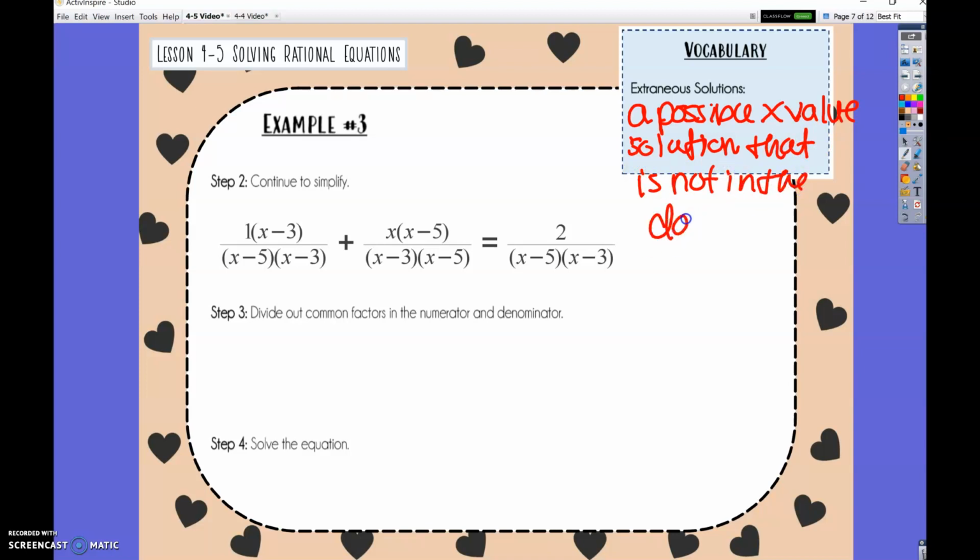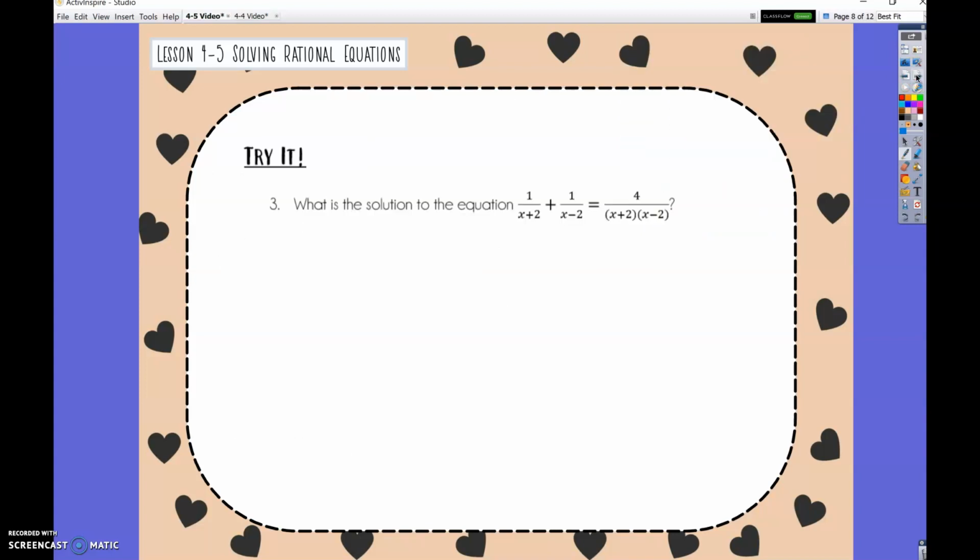So you just have to go back and check if it would work in that original rational polynomial. So if we look here finally at example 3's try it, notice how we have x plus 2 and x minus 2 and x plus 2 and x minus 2. This fraction is going to need the x minus 2 multiplying both on the top and the bottom, and this fraction is going to both need to be multiplied by x plus 2 on the top and the bottom.